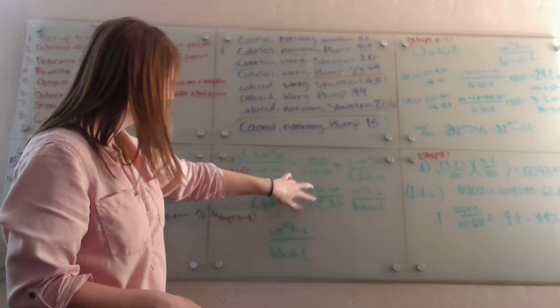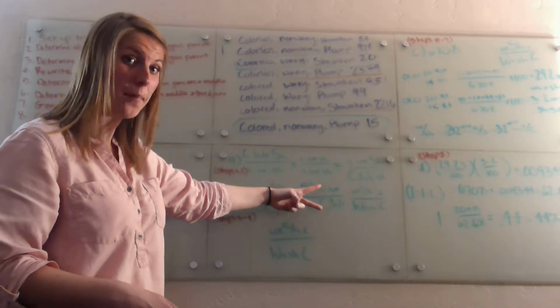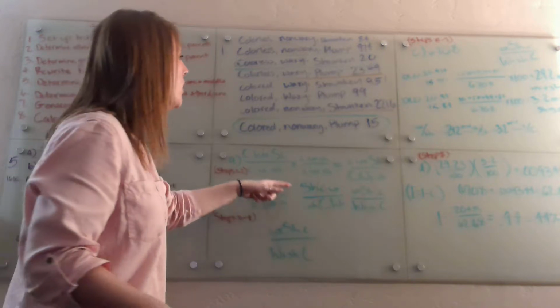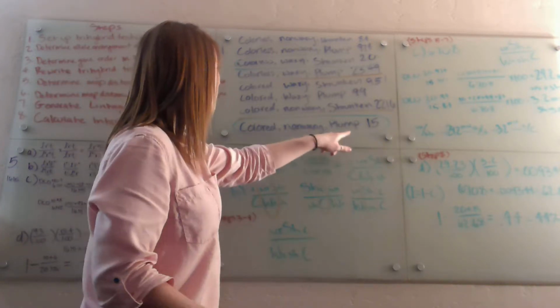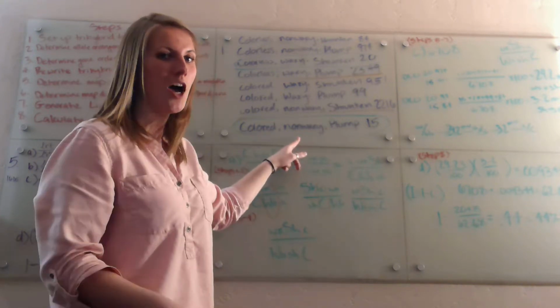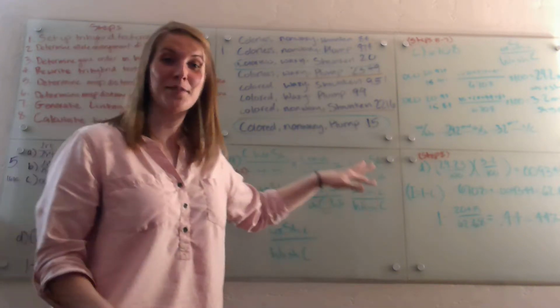So we're going to move on to the next one. We're going to switch our C's. We have capital C on the top and lowercase c on the bottom. So we'll have plump, colored, and waxy. So we have plump, colored, non-waxy. So that's not going to work. So let's move on to the third one.